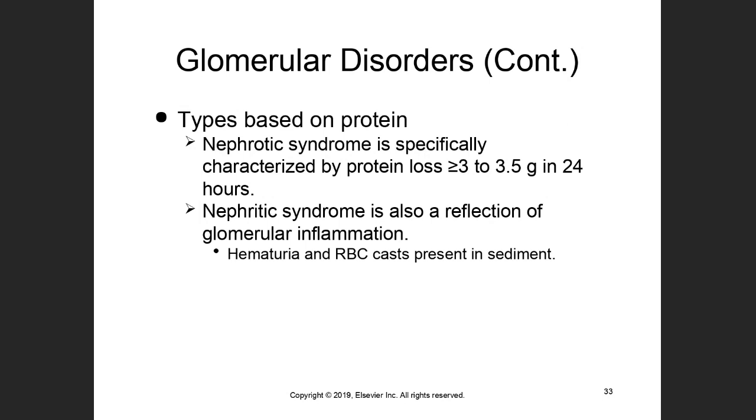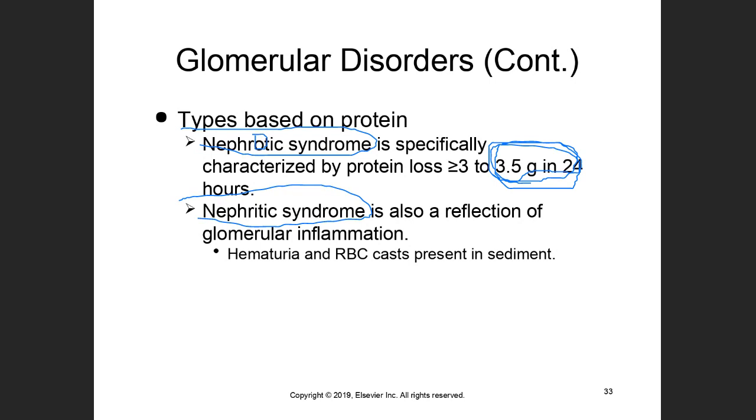let me see. Type based on protein, nephrotic syndrome. Okay, listen. Glomerular disorders are divided into these two main groups. Okay, nephrotic and nephritic. The main difference is that nephrotic syndrome has massive proteinuria. That means you have more than 3.5 grams of protein in 24 hours. That means massive proteinuria. Okay, nephrotic with proteinuria. Okay.